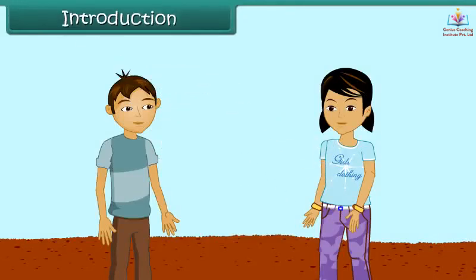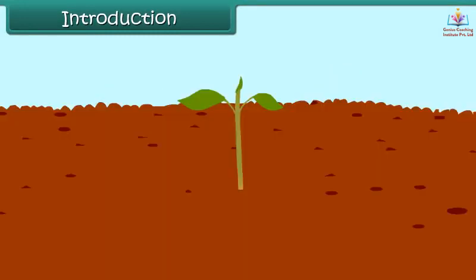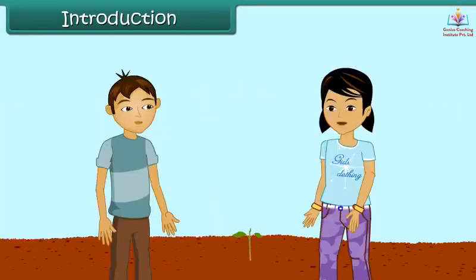Introduction. Look, Ruchika, there is a new plant arising in the soil. Yes, there are only 2 small leaves coming up in the soil. Ruchika, do all the plants grow up like this only? No, Rahul, there are many other methods by which plants give rise to new plants.